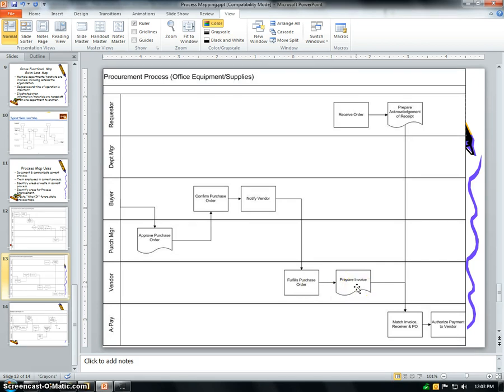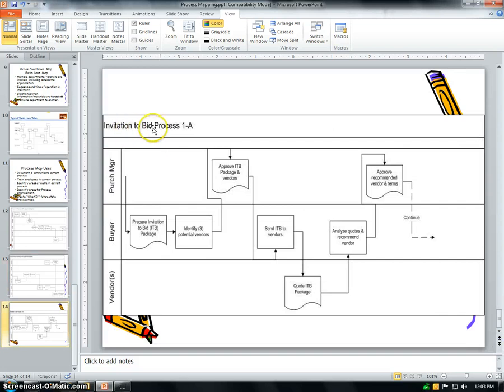And our vendor is going to prepare an invoice, and let's see what happens. At the same time that the vendor is preparing an invoice, the requester receives the order. So the item's been shipped, the requester receives the order, and prepares some kind of acknowledgement or receipt that the order was delivered. We take that order receipt and send it to accounts payable, along with the invoice, and accounts payable will perform this match of the invoice, the receiver, and the purchase order, and they'll authorize payment to the vendor.